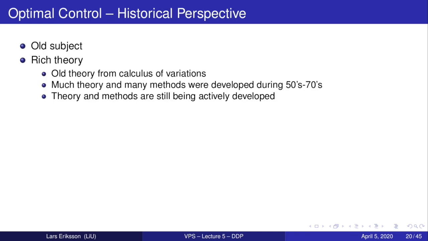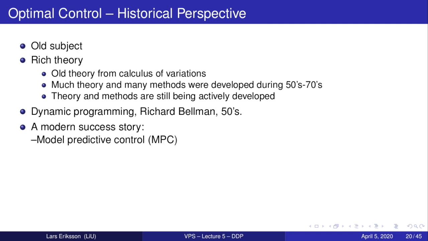Optimal control is a very old subject. There's a rich theory. We have old theory from calculus of variations. Much theory and many methods were developed during the 50s and the 70s, and they were successful in the aerospace industry, working with satellites and optimizing control of satellite trajectories. The theory and methods are still being actively developed, but if we look at some historically interesting points, it's the dynamic programming by Richard Bellman that was developed during the 50s.